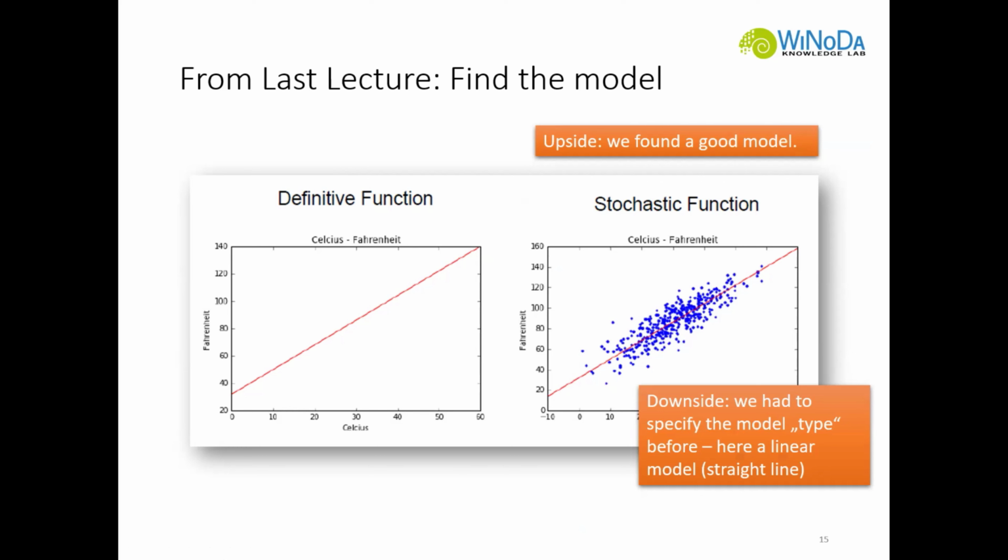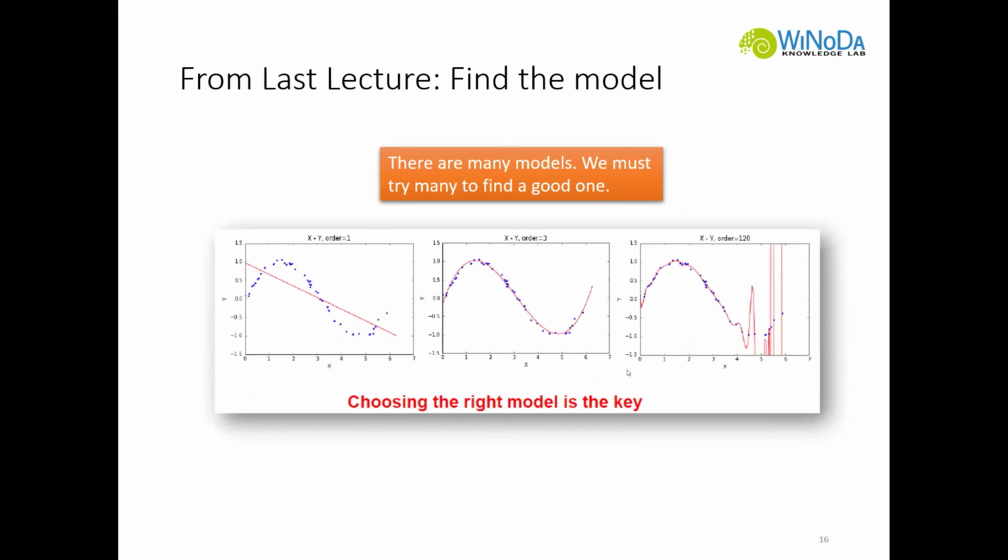So that works, that's nice, that's fine. But what we needed to do before is that we needed to specify this model. We needed to say, okay, look, we are looking for a straight line that matches this point cloud, this blue point cloud. This was our choice of a model. So yes, it worked, but we had to do that. If we had used another model, it might not have worked.